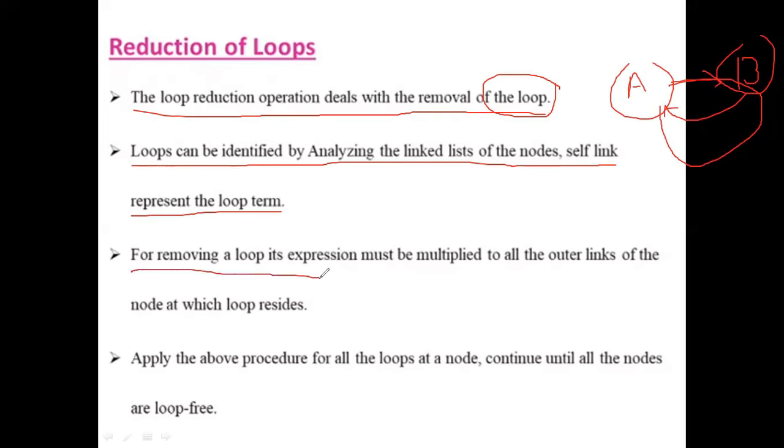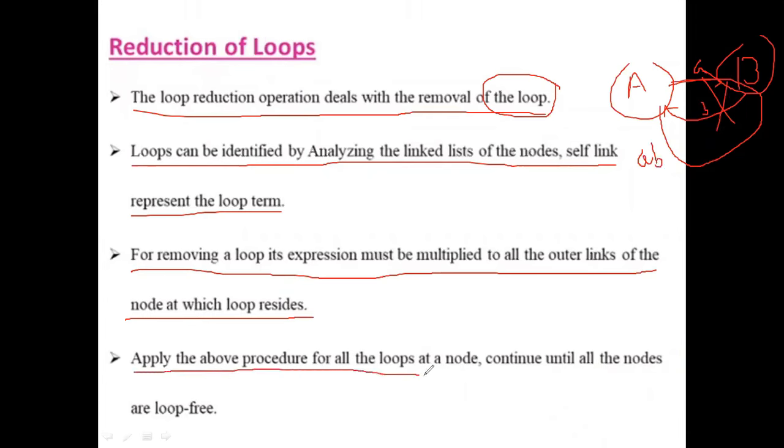For removing a loop, its expansion must be multiplied to all outer links of the node at which the loop resides. For example, this is A and this is B. If I want to reduce this, I represent this as AB. Apply the above procedure for all the loops at a node. Continue until all the nodes are loop free.